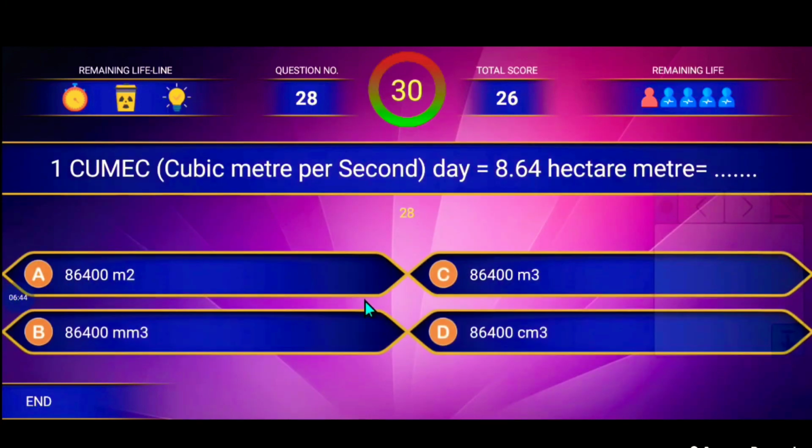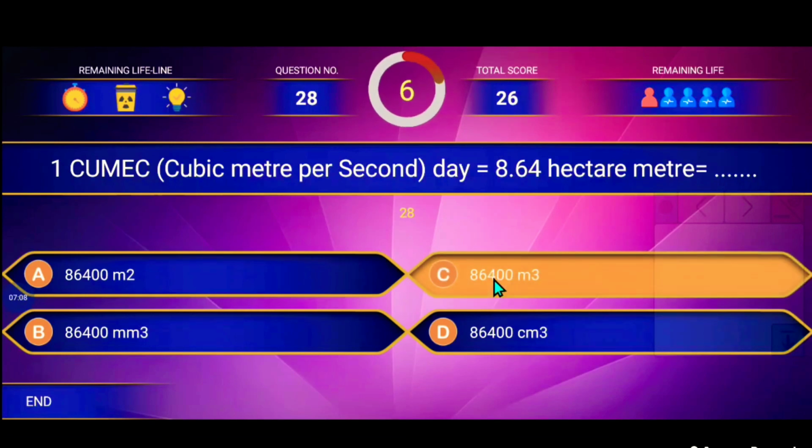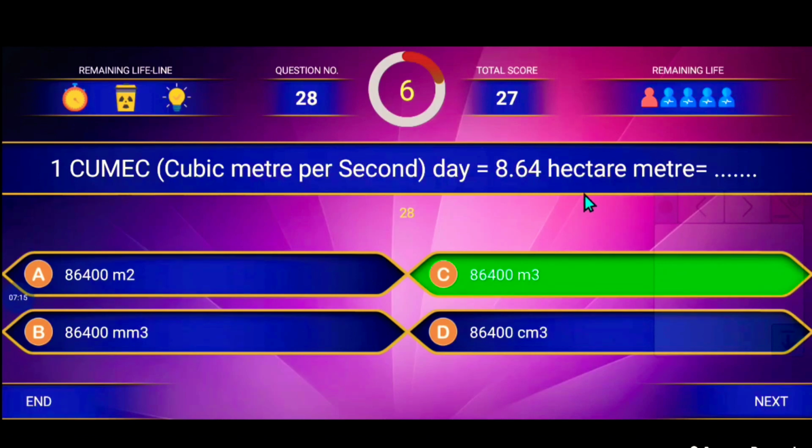Next question. 1 cubic meter per second per day is equal to 8.64 hectare meters. Here the units change. The answer is here but remember the units. Correct option is 86400 meter cube. It is correct. Units remember.